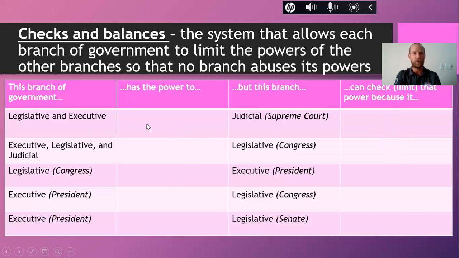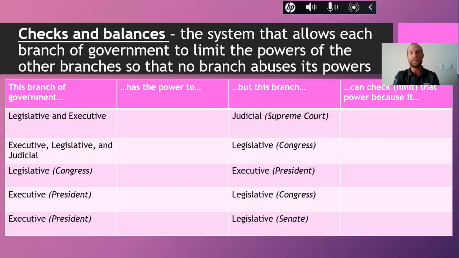So let's start off with row 1. I had told you to put in this first blank space that the legislative branch creates laws and that the executive branch can carry out actions. So this sentence would read, the legislative and executive branch have the power to create laws and carry out actions, but the judicial branch, the Supreme Court, can limit those powers because, and you had to fill in the blank.